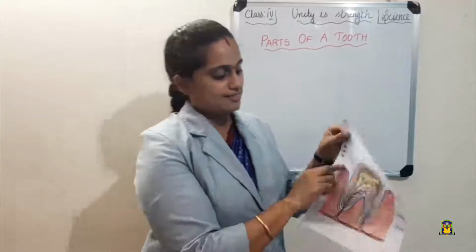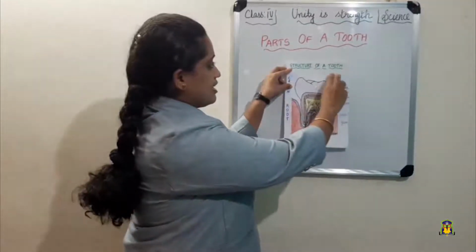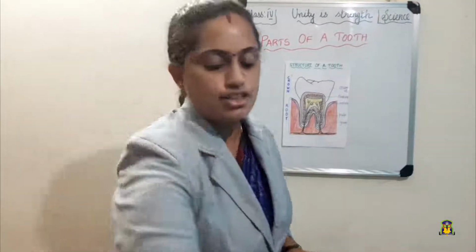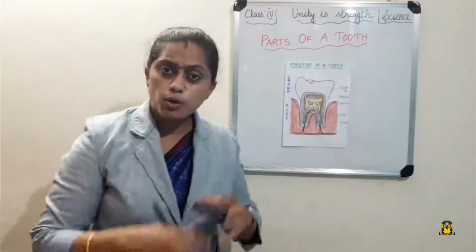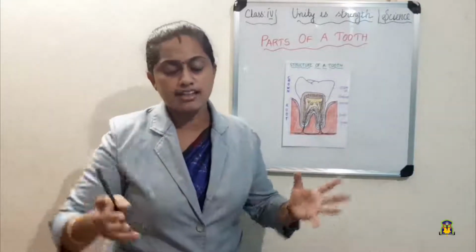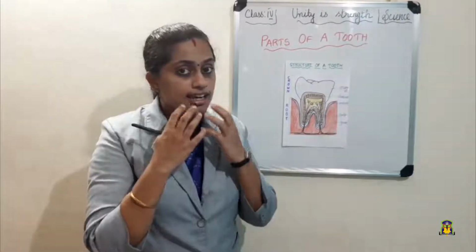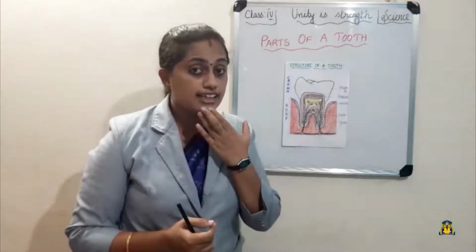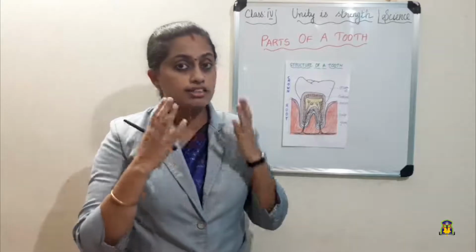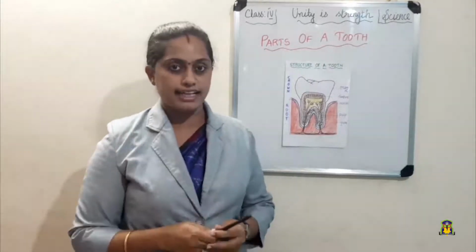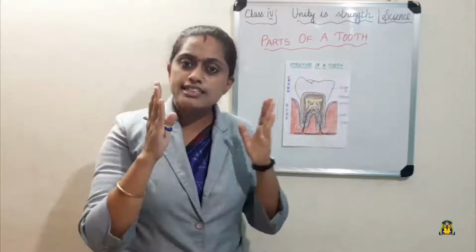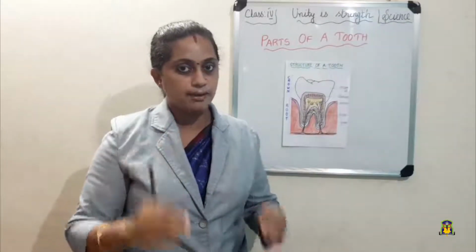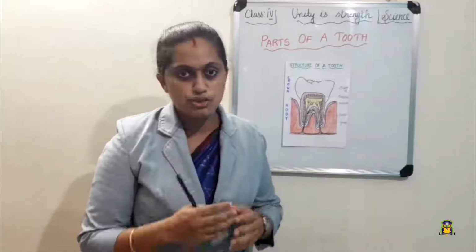See this, children? This is the structure of a tooth. When we open our mouth and stand in front of a mirror, we can see our teeth, isn't it? It is the soft gums which hold our teeth properly in place. Normally a tooth has two different parts.